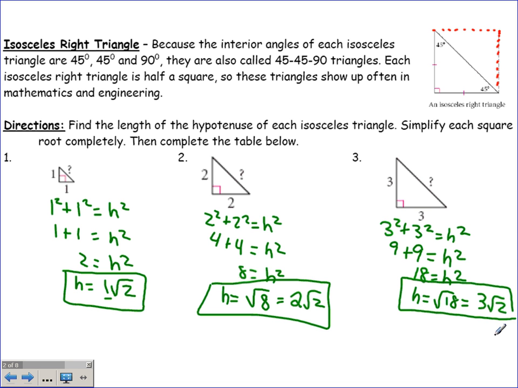Does anyone need more time? Okay. Why don't you check yours with me really fast? Number 1, your side lengths were 1 and 1, and your hypotenuse was 1 times the square root of 2. Generally speaking, we wouldn't write this 1 here. I'm writing it there to show you something. These side lengths were 2 and 2, and your hypotenuse turned out to be 2 times the square root of 2. See that? These side lengths were 3 and 3, and your hypotenuse turned out to be, fully simplified, 3 times the square root of 2. Does that make sense? Do you guys notice a pattern?